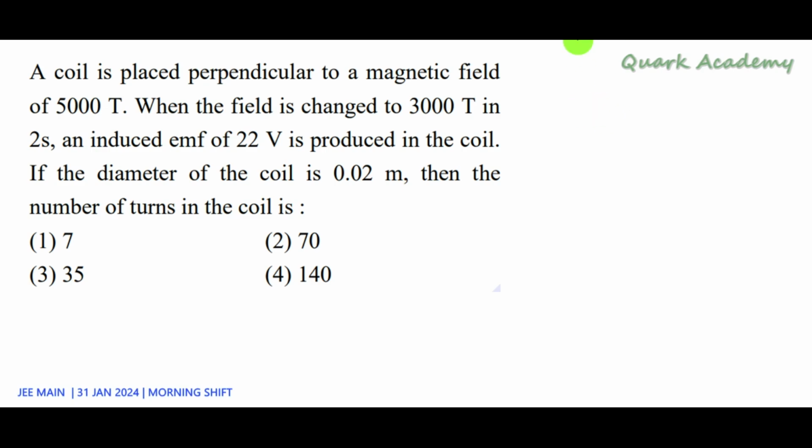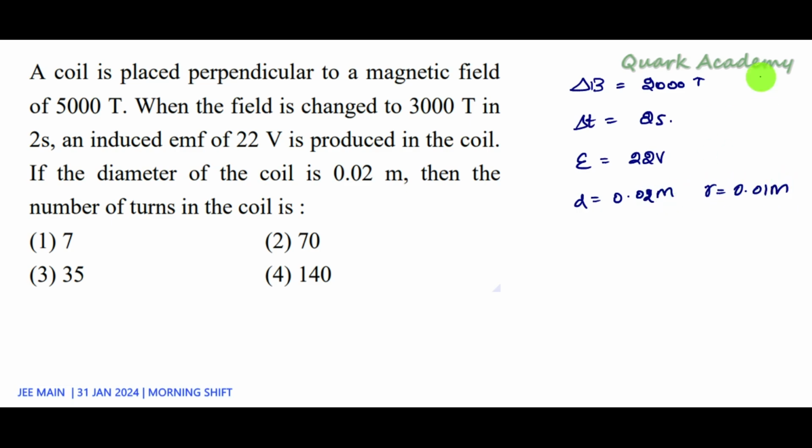A coil is placed in an external magnetic field that is perpendicular to the surface of the coil. The magnetic field is changing from 5000 Tesla to 3000 Tesla in 2 seconds. So I can write the change in magnetic field is 2000 Tesla, and the change in time is 2 seconds. Due to this, there is an induced EMF that is 22 volt. The diameter of the coil is given as 0.02 meters. From this, we can find the radius, that is 0.01 meter.